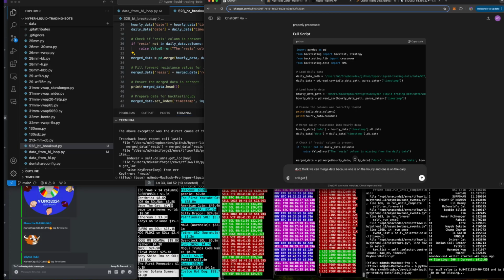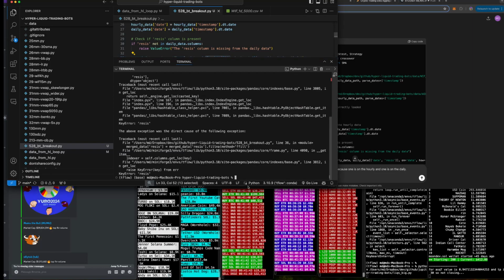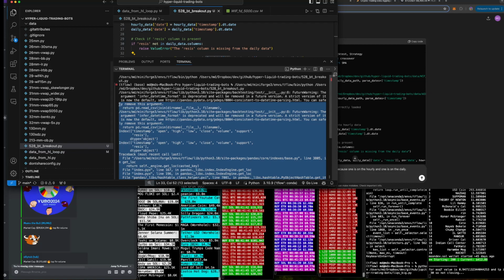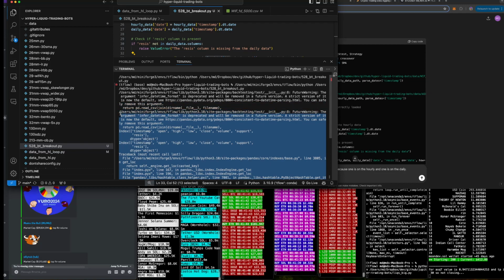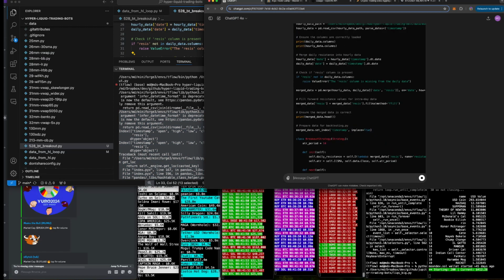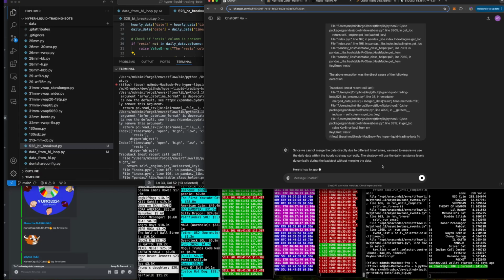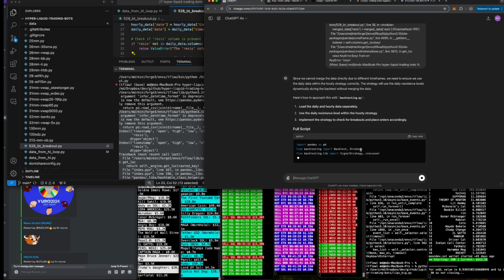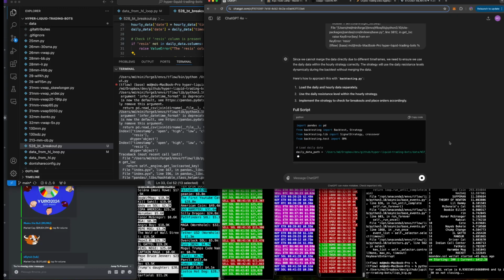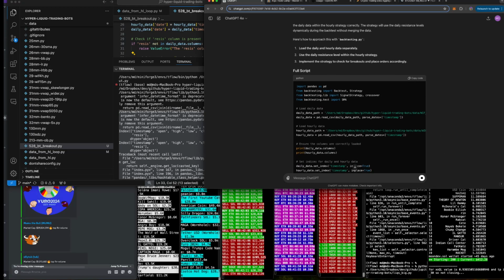I still get this error. BTW, still get this error. I see resist there on both of them. Since we cannot merge the data directly due to different timeframes, we need to ensure we use the daily data within the hourly strategy correctly. The strategy will use the daily resistance levels dynamically during the backtest without merging the data. Here's how to approach the backtesting.py.